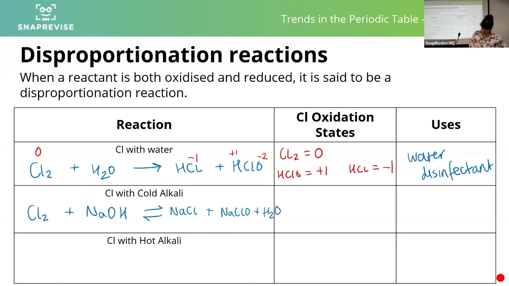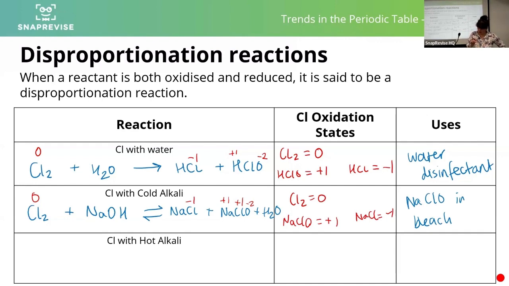What's going to happen in terms of oxidation states? Well, we start at 0. In NaCl, chlorine is -1. In NaClO, again, the chlorine is +1 because the balancing is the same. So again, chlorine in the element is 0, chlorine in NaClO is +1, and the chlorine in NaCl is -1. So again, it's been oxidized and reduced. It's a disproportionation reaction. What's that used for? Well, this is actually how you can make up bleach. So NaClO is found in bleach.